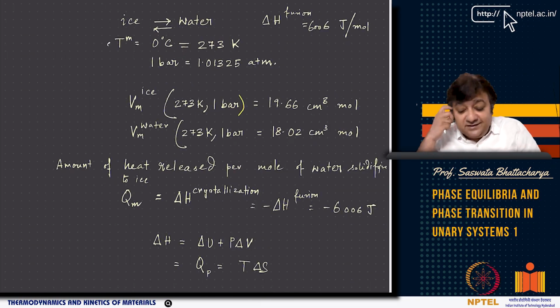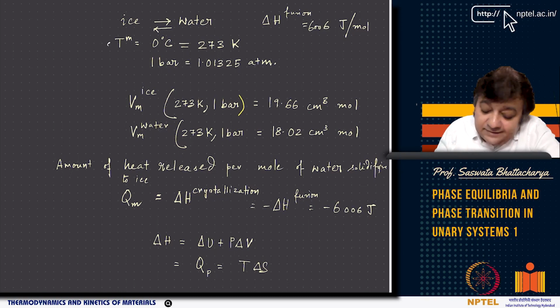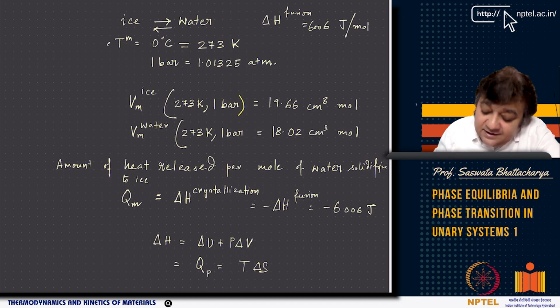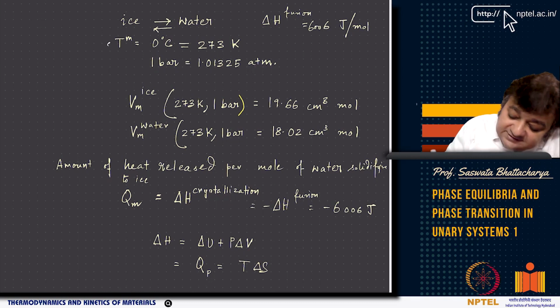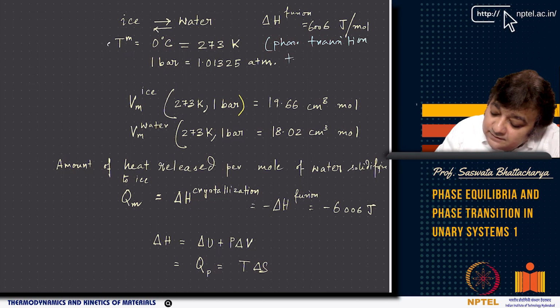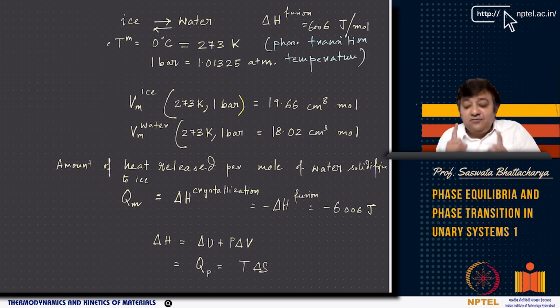Right? So once we have done that, now we are telling that the melting point or freezing point is 0 degrees Celsius, right? That is the critical temperature, the phase transition temperature. So this is the phase transition. So 0 degrees Celsius is the phase transition temperature from solid to liquid or liquid to solid, at 1 bar pressure.